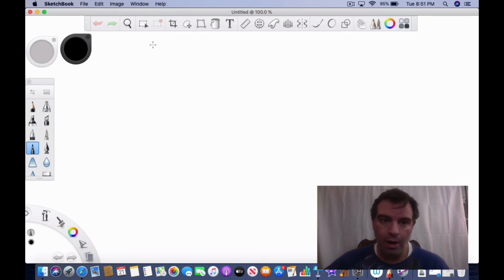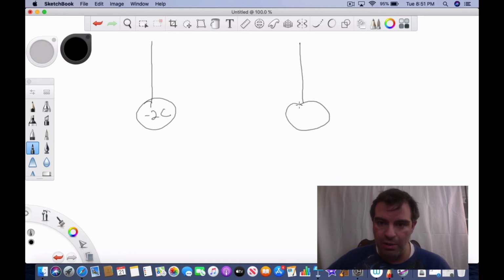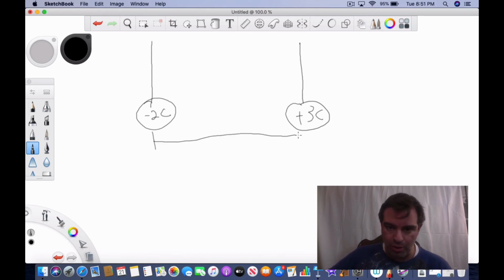Let's say it's hanging by a string. We have one sphere right here that's going to be negative 2 coulombs, and another sphere right here that's going to be positive 3 coulombs. These two are separated by a distance of 1 meter. Notice how both of these charges are static, meaning they're not moving. So we have to calculate the force between these two charges.